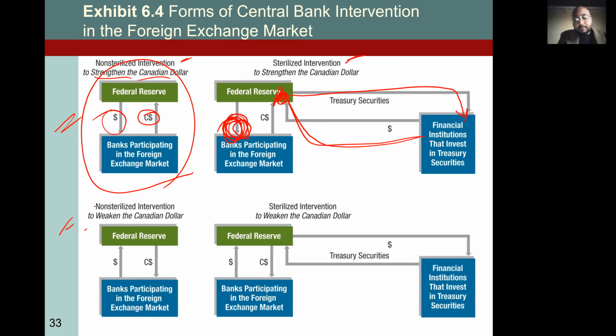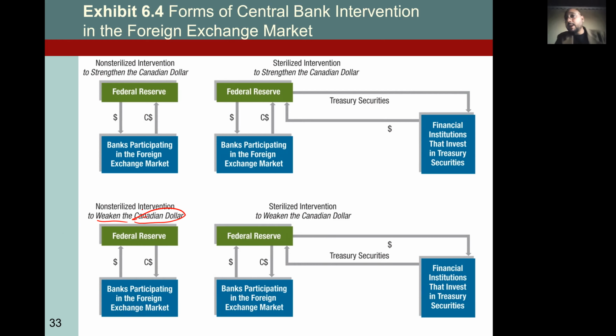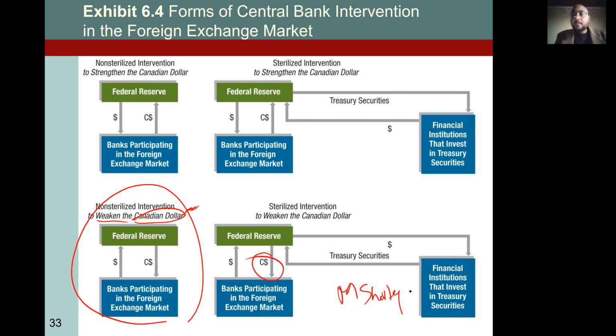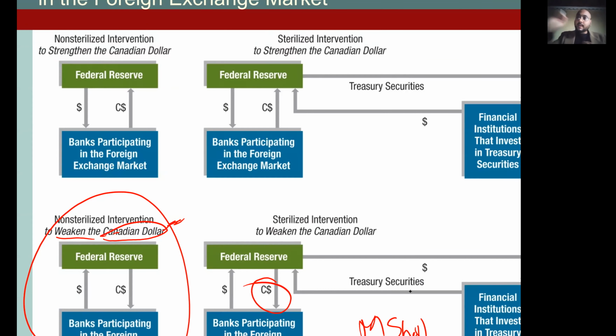Similarly, the opposite is if government wants to weaken the Canadian dollar. So what is government trying to do? Government is basically selling the foreign currency, which is Canadian dollars, against dollars. So government from its reserve sells the Canadian dollar and receives the pound. So in that case, this is the non-sterilized. Sterilized means now government is buying back again. So in the economy, there is a money shortage because government gathers the dollars and sells the foreign exchange.